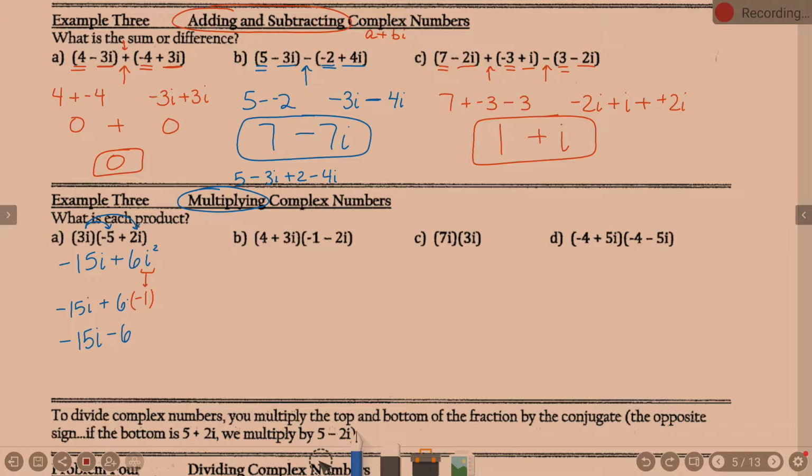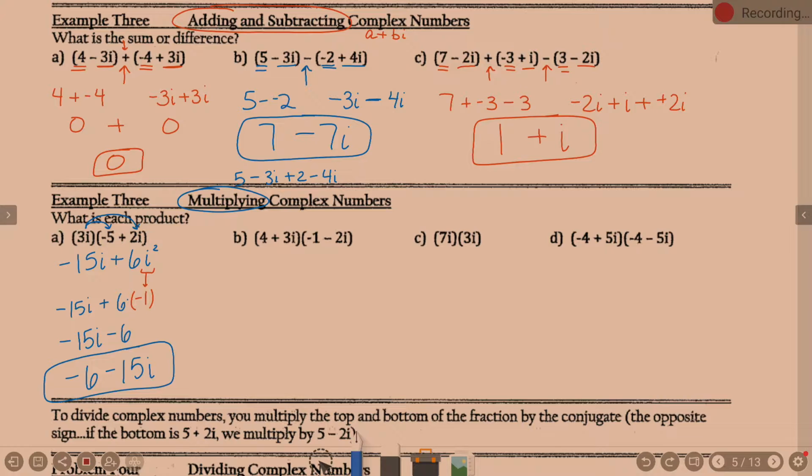Will Math Excel let you leave it like that? Or do you have to put it in a plus bi form? I know it's nitpicky, but why is this not in a plus bi form? Negative 6 minus 15i. Yeah. A plus bi form is going to have the real part first. So if I flip this and put the real part first, it's negative 6 and then minus 15i.